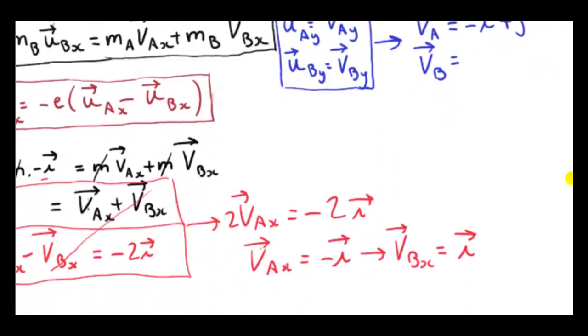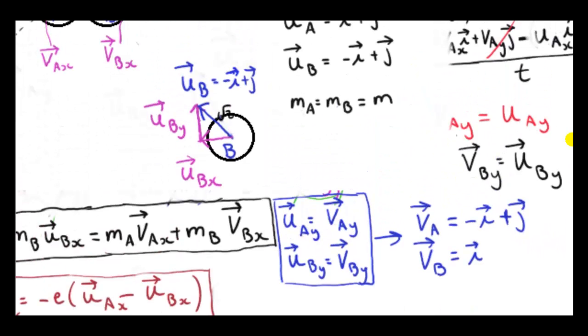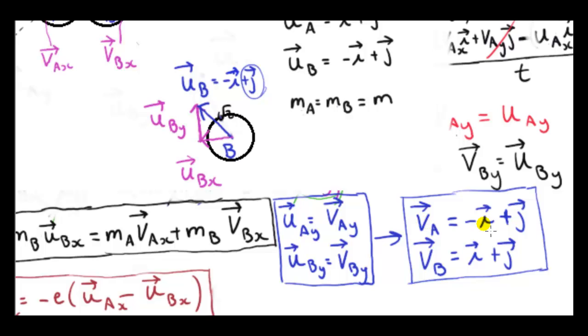Now let's get the velocity of sphere B. Well, its x component we just found out is i, and we have to add on its y component. But its y component after the collision is the same as its y component before the collision. So its y component before the collision is j, so its y component after is j. So there we have it. We found the velocities of the two spheres after the collision.